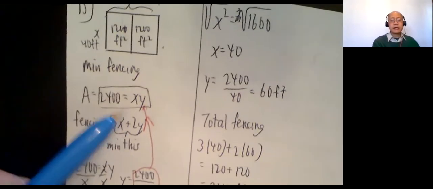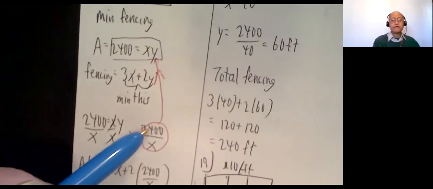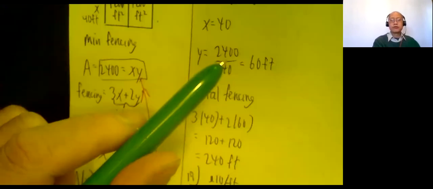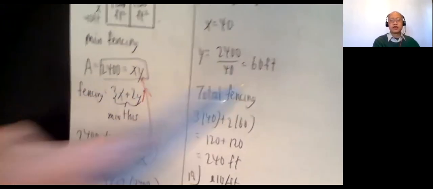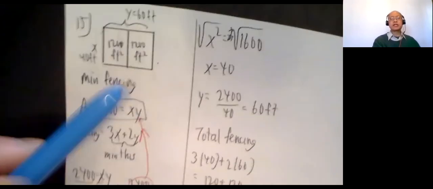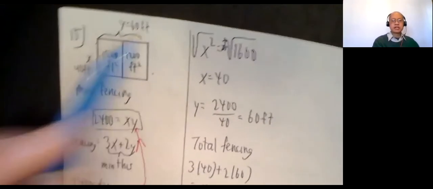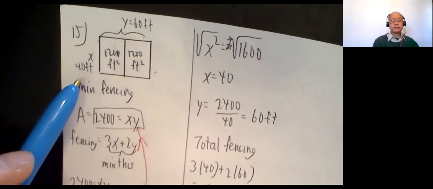Okay, Y is 2,400 divided by X. So 2,400 over 40 is 60 feet. So the dimensions are 40 feet by 60 feet. So that's what I mean by that.